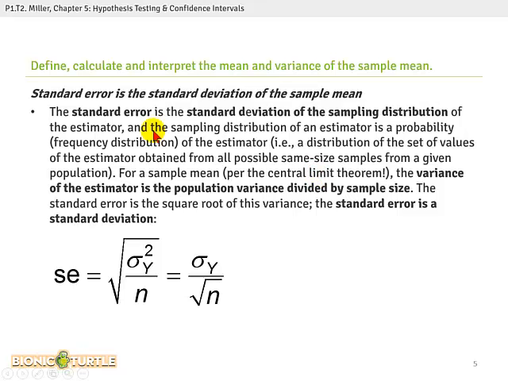So that variance that we just looked at, if we take the square root of it, we get, as you would expect, a standard deviation. And the standard deviation happens to be called the standard error. So the standard error is just another standard deviation that happens to be of the sampling distribution of the estimator, in this case, which is the sample mean.